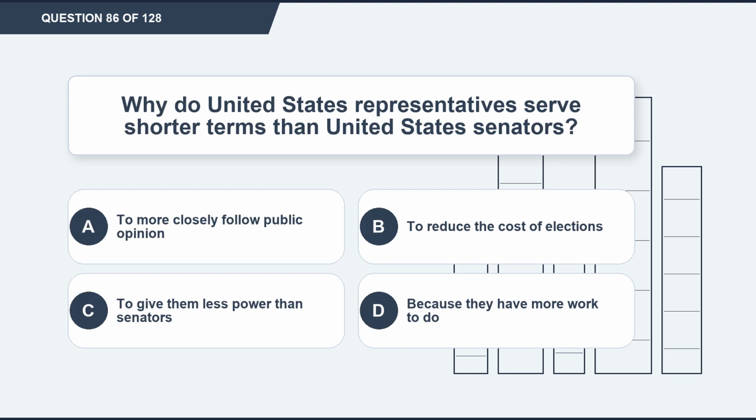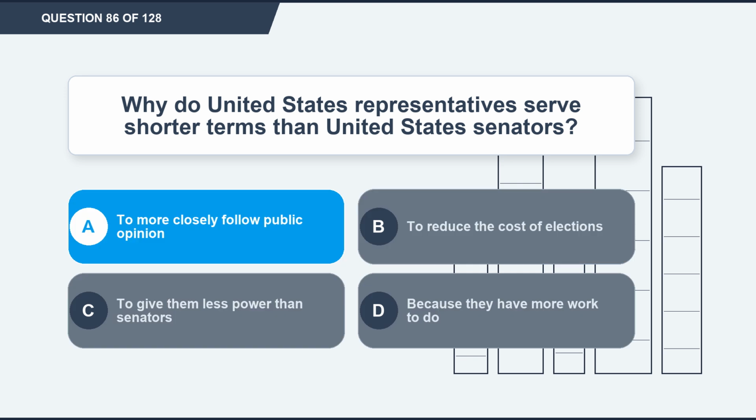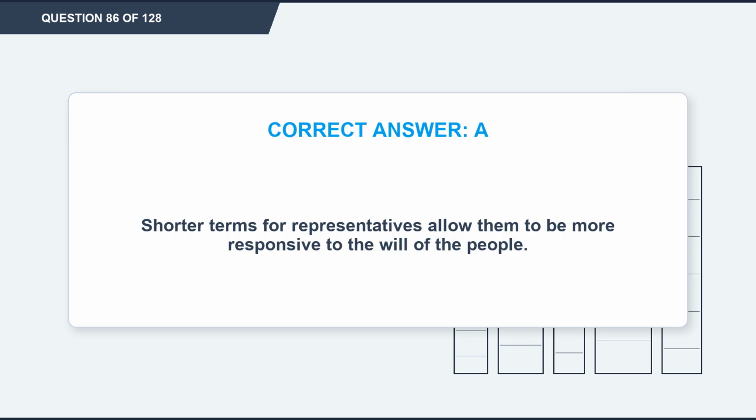Question 86. Why do United States representatives serve shorter terms than United States senators? Option A, to more closely follow public opinion. Option B, to reduce the cost of elections. Option C, to give them less power than senators. Option D, because they have more work to do. The correct answer is option A, to more closely follow public opinion. Explanation. Shorter terms for representatives allow them to be more responsive to the will of the people.